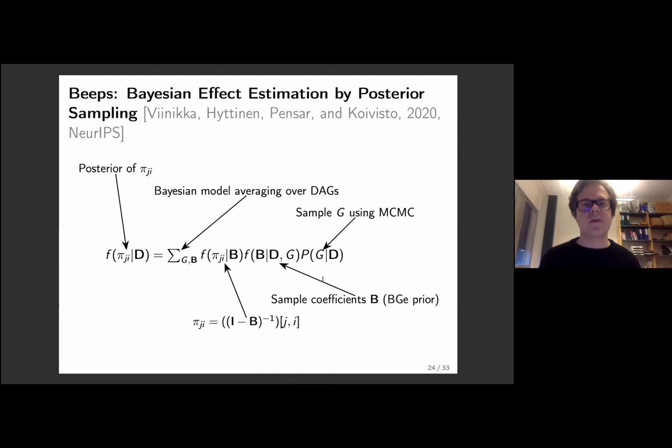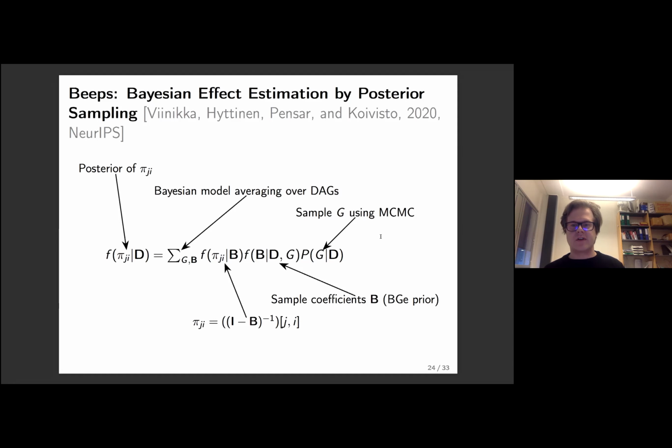In the NeurIPS paper, we did a different approach to obtain the posterior, and this deviates a little bit from IDA, but follows the Bayesian paradigm more closely. So we get the posterior of the causal effect, and we do Bayesian model averaging over DAGs to account for the uncertainty in the graph structure.